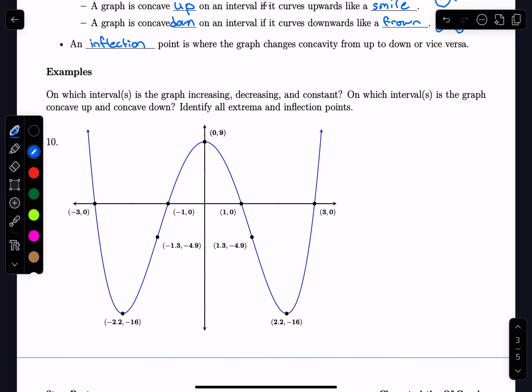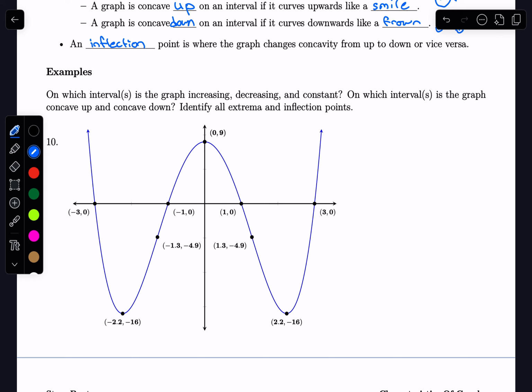We want to decide on which intervals the graph is increasing, decreasing, and constant, so going up, down, or neither. And we also want to decide on which intervals the graph is concave up and concave down. And then we'll identify the extrema and inflection points. So we're going to do the easy part first, which is where is this graph going up or down?